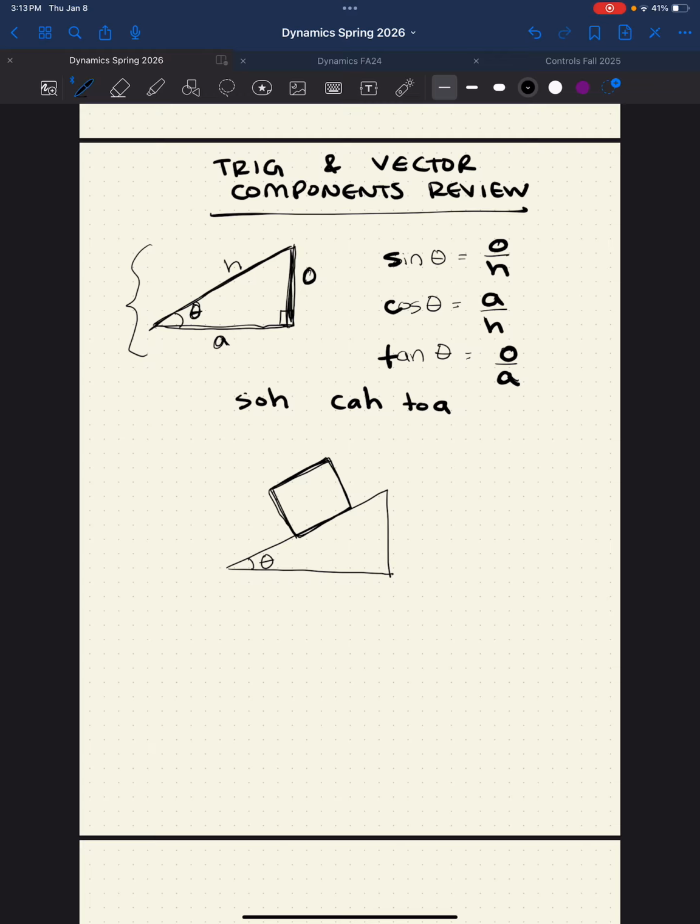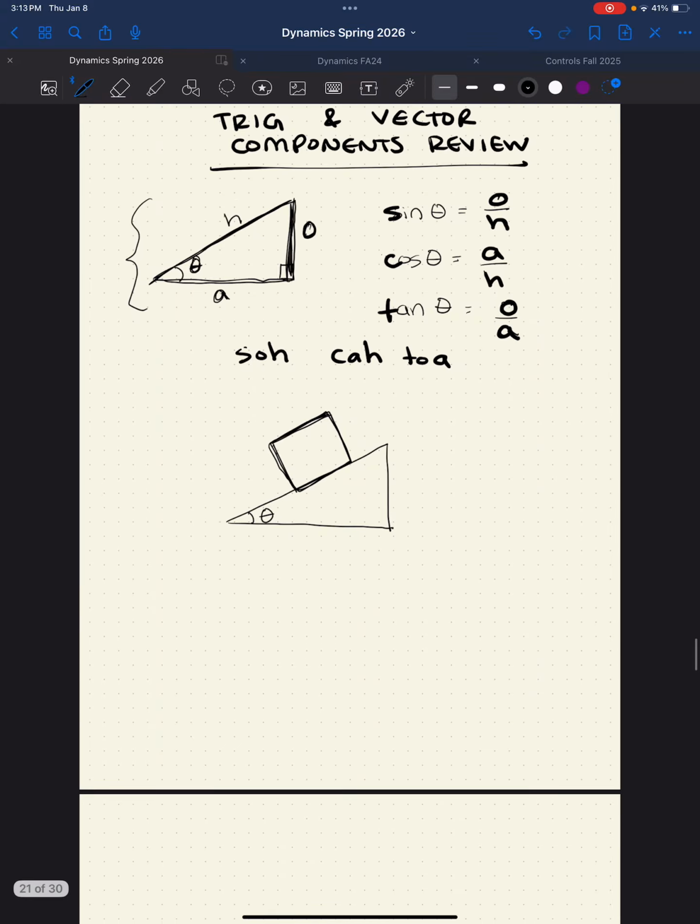Okay. And let's say I want to draw the free body diagram of this box. Well, the box is still going to be tilted up in space, right? That doesn't change the direction that gravity works. Gravity is still going to be going straight down, so the weight or the force due to gravity is going to be straight down.